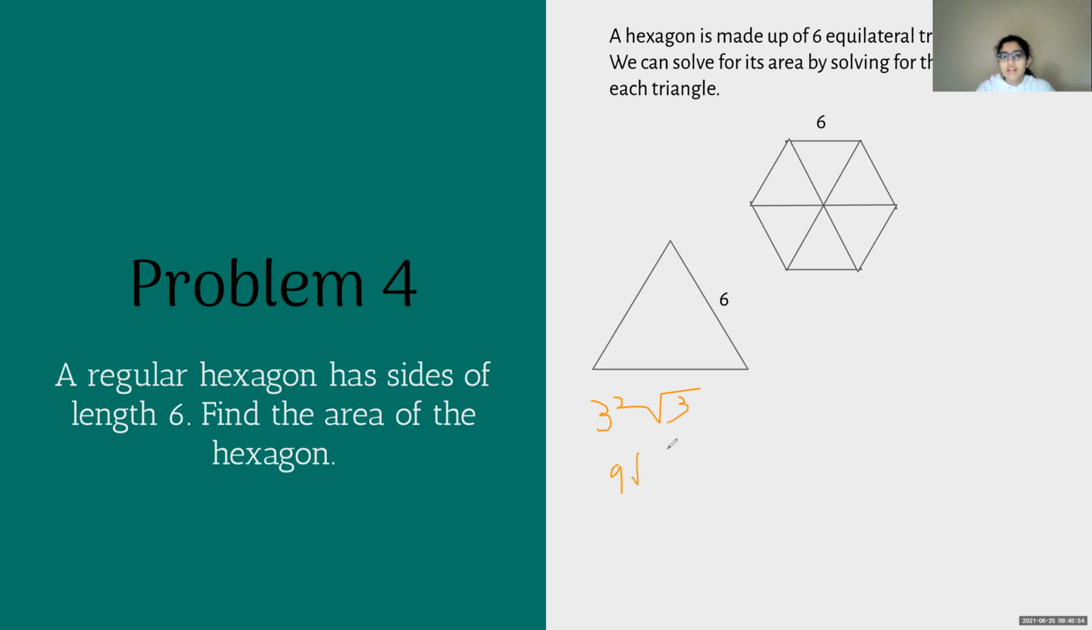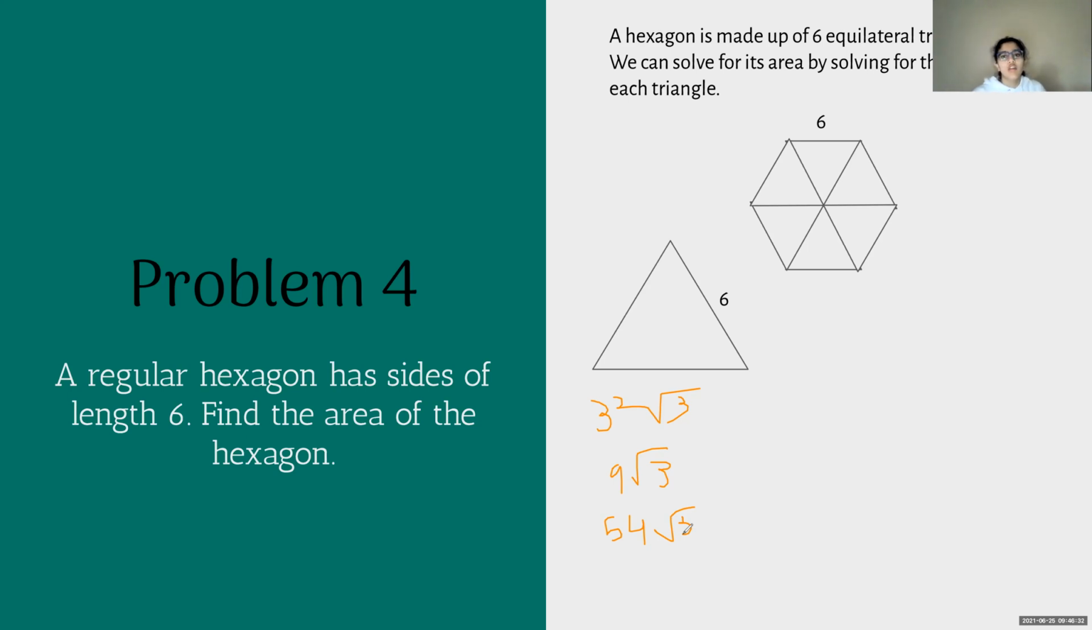And then we have 6 of these triangles. So we get 54 radical 3, or 54 root 3. We multiply 9 radical 3 by 6, and we get 54 radical 3, or root 3, or square root 3 as our answer. Root 3 and radical 3 and square root 3 are all the same, right? Okay, so base times height over 2 does work here.